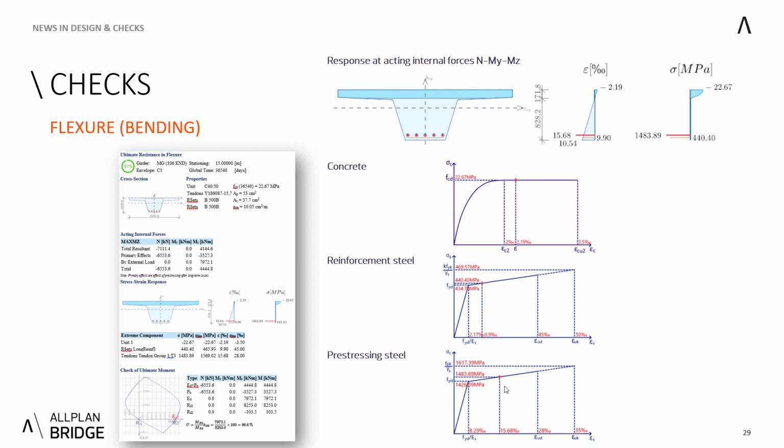So at first, let me explain the concrete part. As you can see, we use this parabolic rectangular stress-strain relationship. And as you can see on the result of this strain diagram here, at the top in compression, we are at minus 2.19 per mile. And as you can see, we are right next to epsilon C2, resulting into already being at the plastic branch, and this design strength of concrete in compression 22.67 megapascals, which can be seen here.